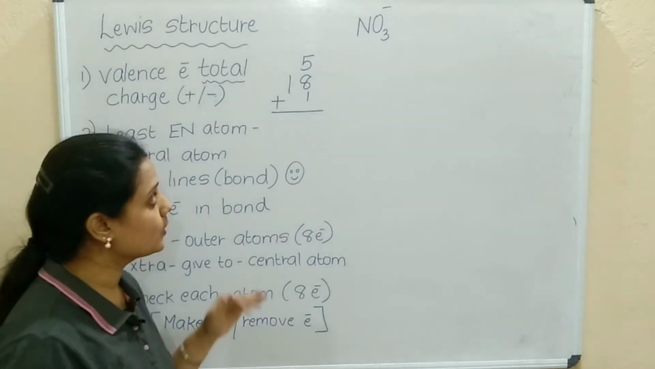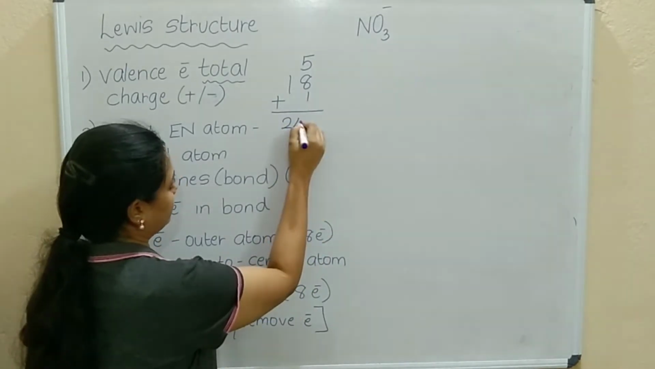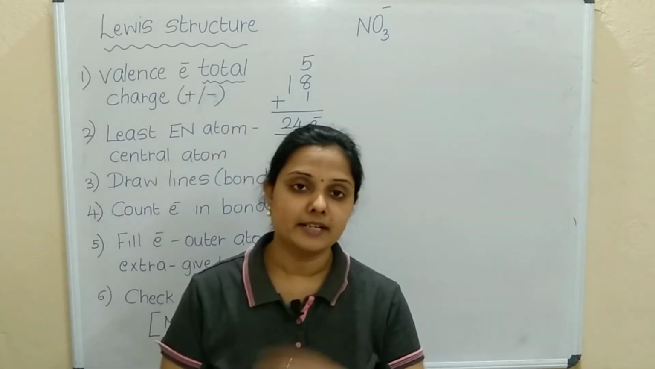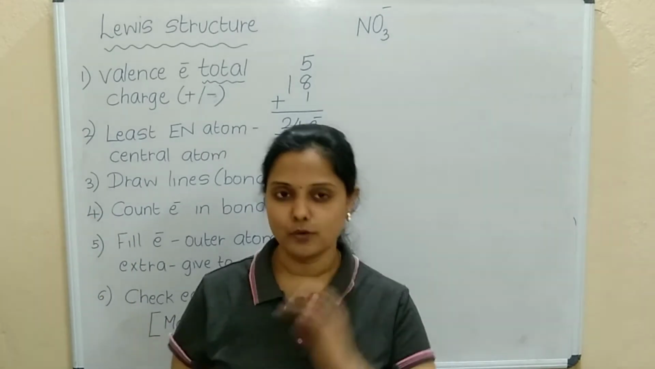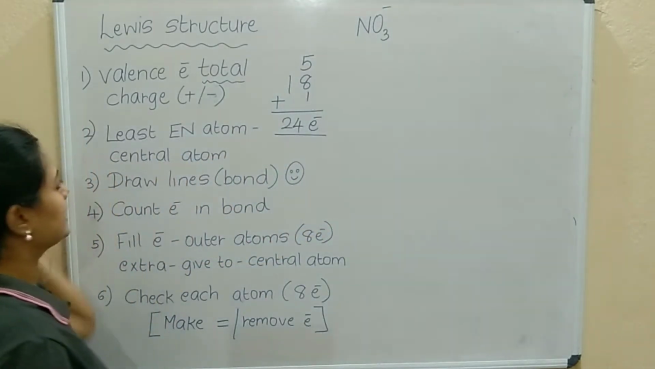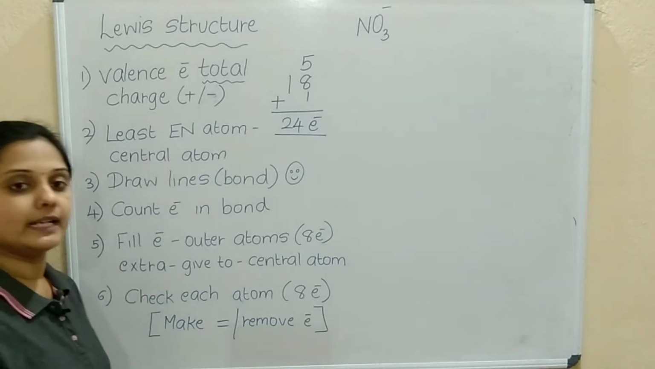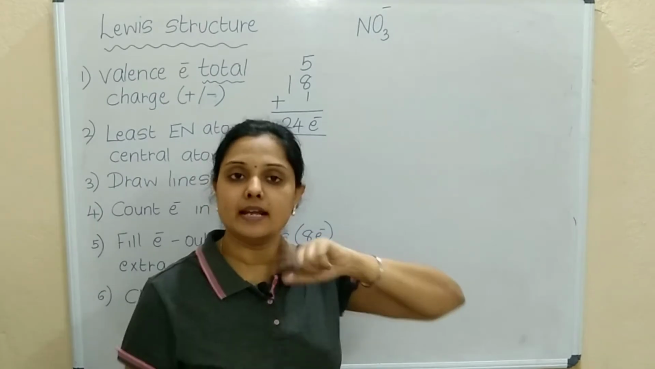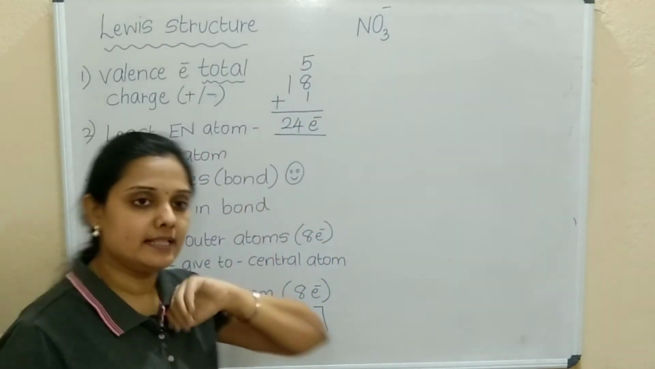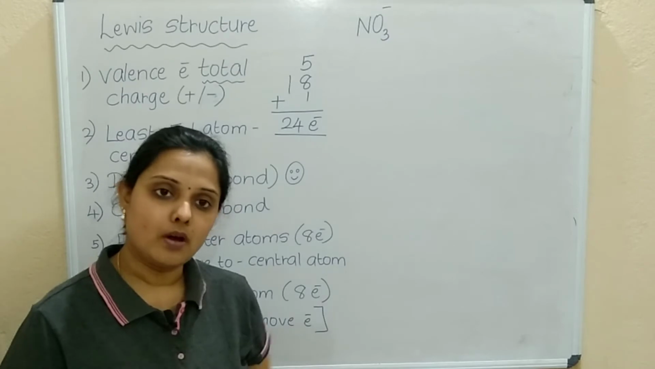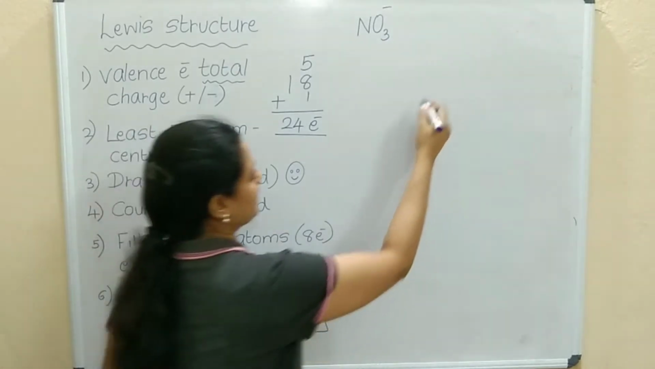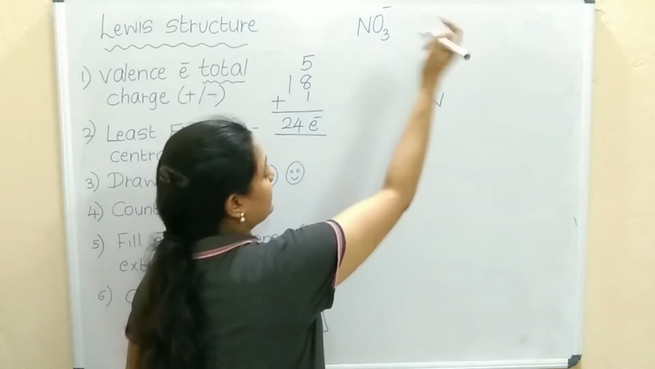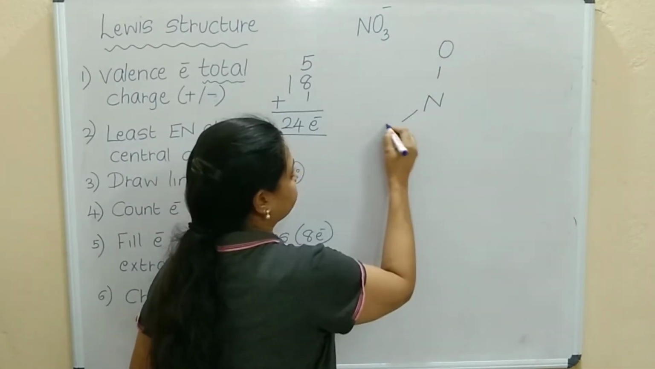So what is the total now? 24 electrons. So there should be 24 electrons in the nitrate ion Lewis structure. Next step: the least electronegative atom becomes the central atom. Nitrogen and oxygen, which is least electronegative? Nitrogen. So nitrogen is the central atom, and oxygen will surround it.